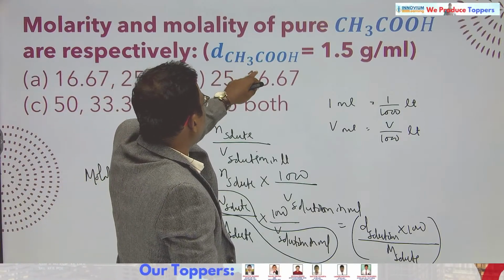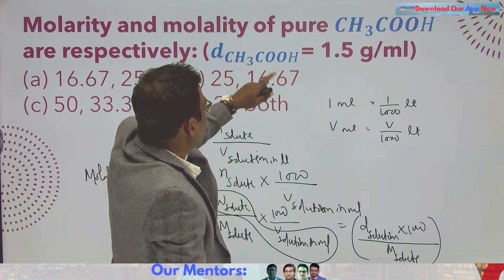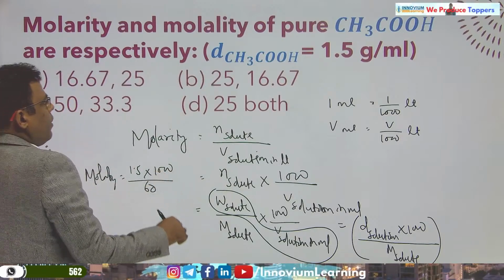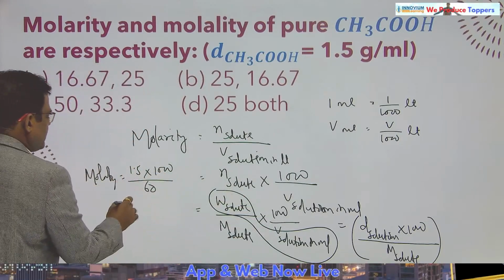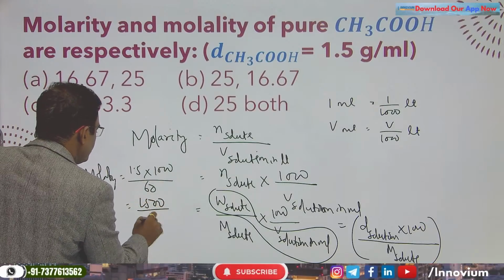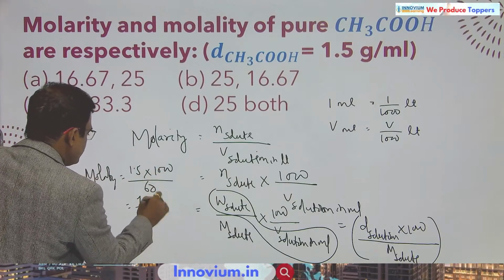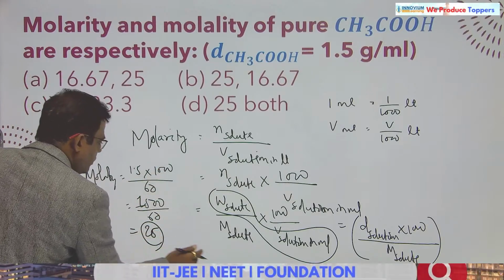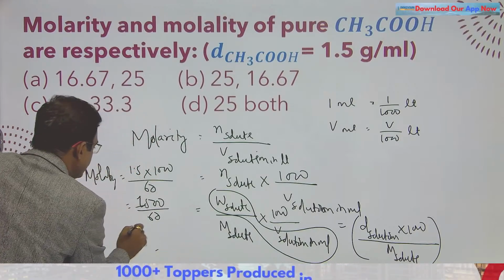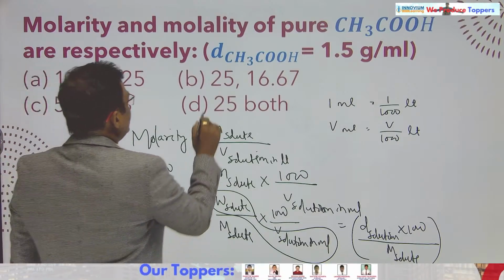Carbon, 2 carbon, 24. 4 hydrogen, 4. 24 plus 4, that is 28. Correct? Then 2 oxygen, 32. So adding all these masses, you will get the molar mass 60. Then if you simplify this, it is 1500 by 60, and it comes to 25. The zeros cancel, so it is 25. So for molarity, the answer is 25.